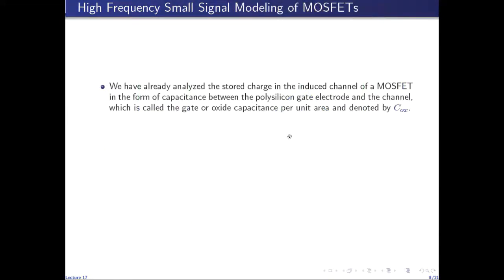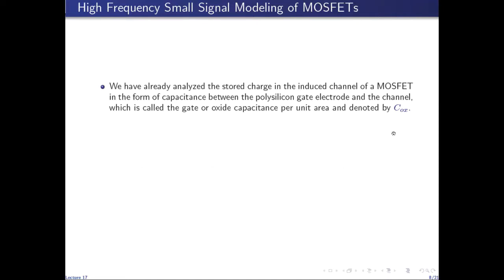For the MOSFETs, we have already seen the charge storage phenomena in the induced channel in the form of the oxide capacitance per unit area, which is also called the gate capacitance per unit area. And we denoted it by Cox, which was equal to epsilon ox over Tox, where epsilon ox is 3.9 times the dielectric constant of vacuum, and Tox is the thickness of the silicon dioxide insulator between gate and channel.